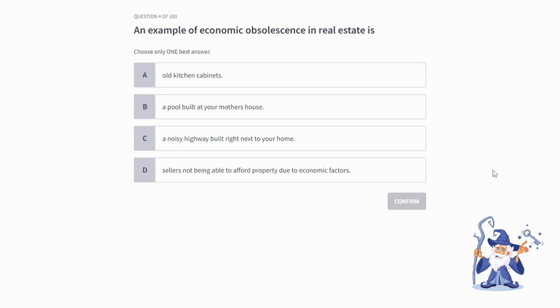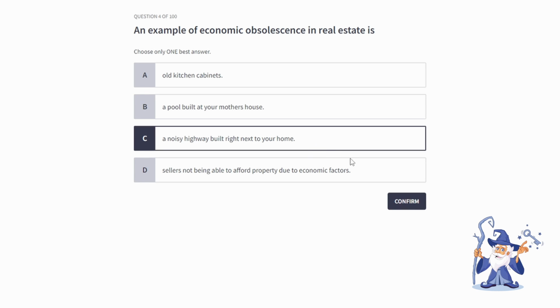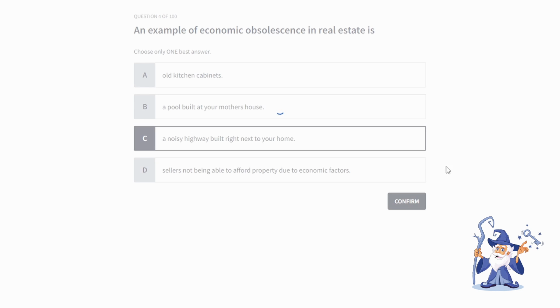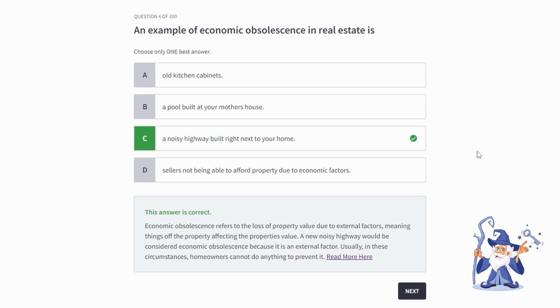Okay, so what is the correct answer for this one? Well, it's going to be C, a noisy highway built right next to your home. Economic obsolescence refers to the loss of property value due to external factors, meaning things off the property affecting the property's value. A noisy highway would be considered economic obsolescence because it is an external factor.